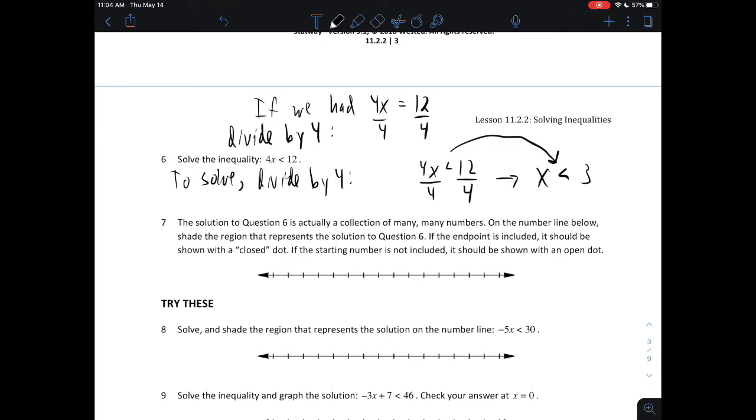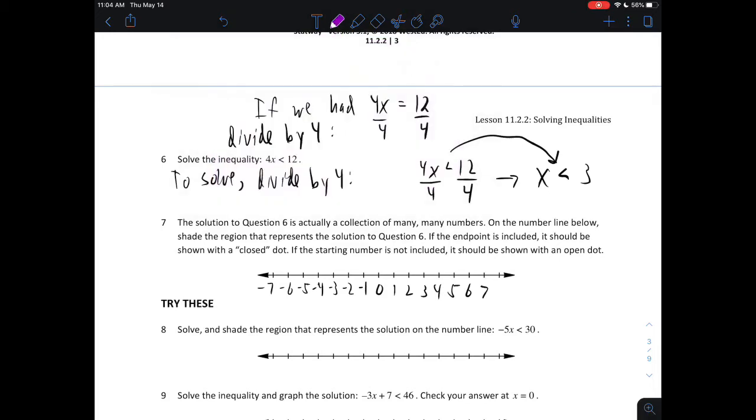So to do this, I'm going to label my axis just like we did before. -7, -6, -5, -4, -3, -2, -1, then 0, 1, 2, 3, 4, 5, 6, 7. So now let's find the number 3.